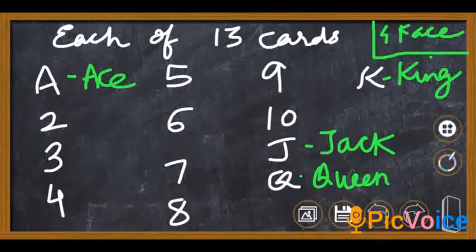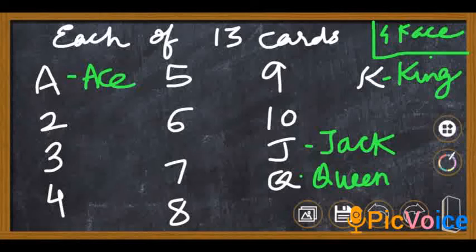Now let us see further each of these 13 cards, how they are. You have A, that is ace, then 2, 3, 4, 5, 6, 7, 8, 9, 10 numbers are written. Then you have J, which means jack, Q, which means queen, and K, which means king. So each of these 13 spades will have these 13, 13 club will have these 13, 13 heart will have these 13, and 13 diamond also will have these 13 cards. So 13 fours becomes 52.